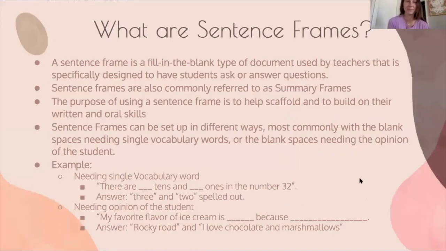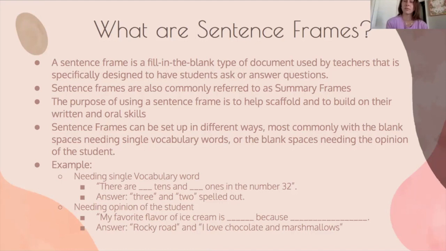So what are sentence frames? A sentence frame is like a fill-in-the-blank type of document that you would give your students, and it's specifically designed to ask and answer questions. Sentence frames are commonly referred to as summary frames as well, and the purpose is to help scaffold and build on the students' written and oral skills.